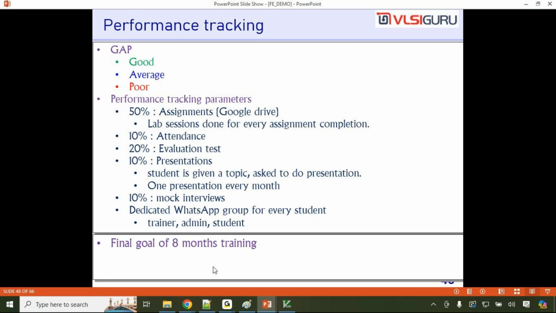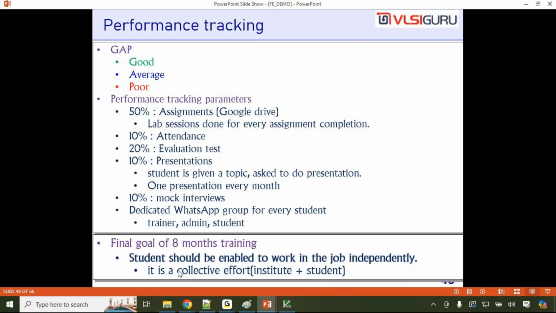What is the final goal of 8 months of training? The student should be enabled to work in the job independently. I mean, once you complete the training and join a company, you should work independently. You should not go to your senior or a lead engineer for small supports. It's not only about technical things, not only about SystemVerilog and UVM, it's also about how you write an email, how you talk to other people. That whole thing has to develop here.